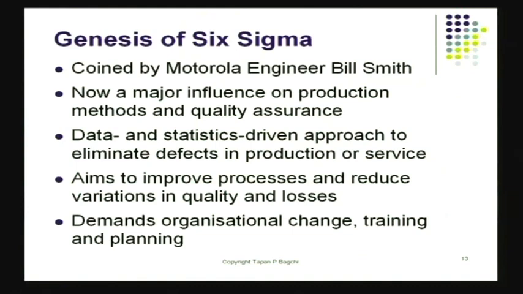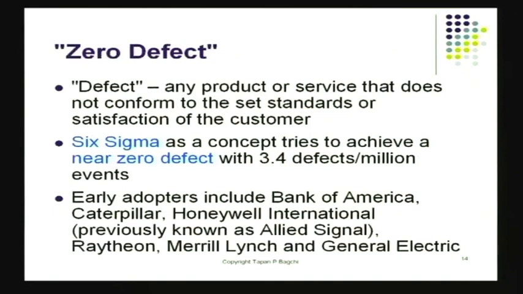But Six Sigma also demands organizational change, a lot of training, and a good bit of planning. All these are required by Six Sigma. Now, what about this zero defect phrase that we heard some time back? Zero defect actually is a target. The quality gurus set this high enough goal and called it zero defect, and they said quality is free. If the product and the output is defect free, then quality is free, because you do not have the various losses that go with imperfect production and defects and so forth.